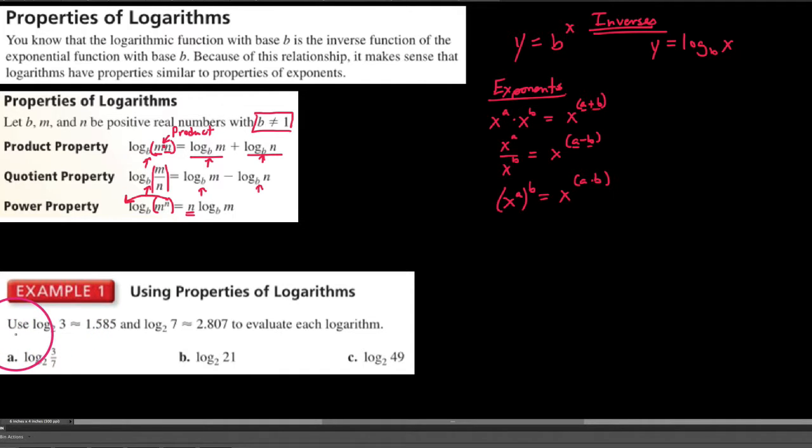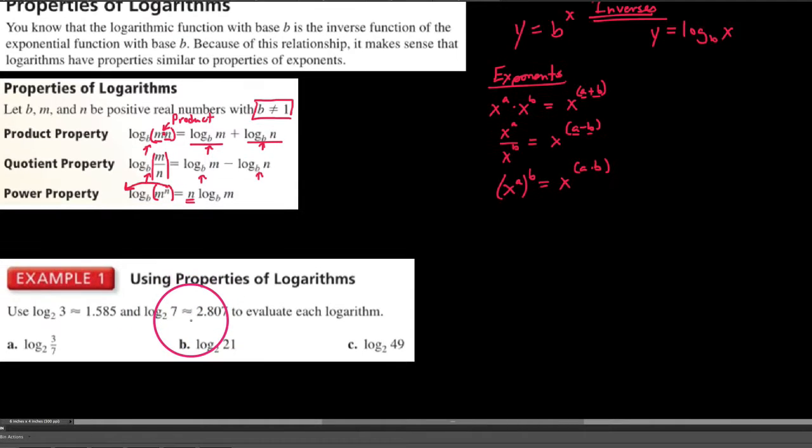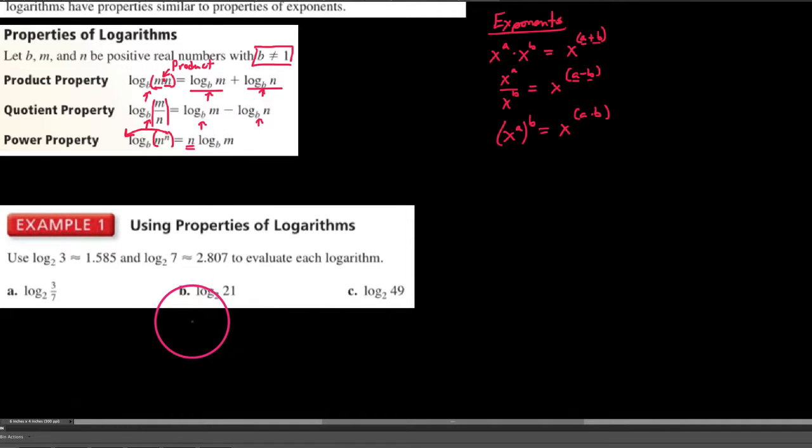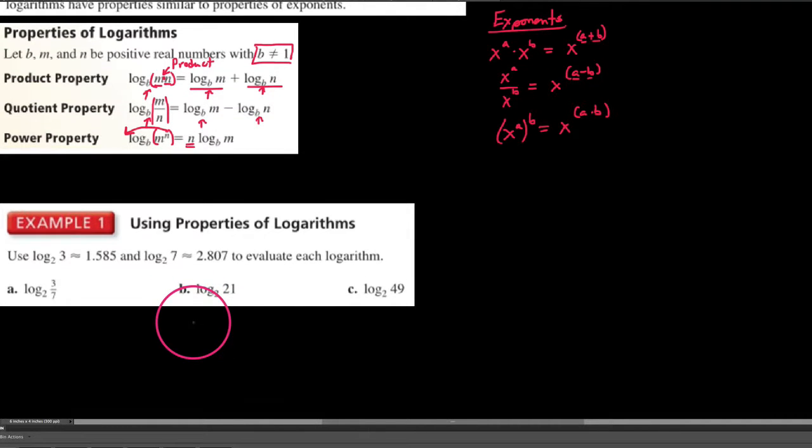So looking at this down here, we are given the fact that log base 2 of 3 is equal to 1.585, and also that log base 2 of 7 is equal to approximately 2.807. So when we look at our very first expression, it says, would you find log base 2 of 3 over 7?